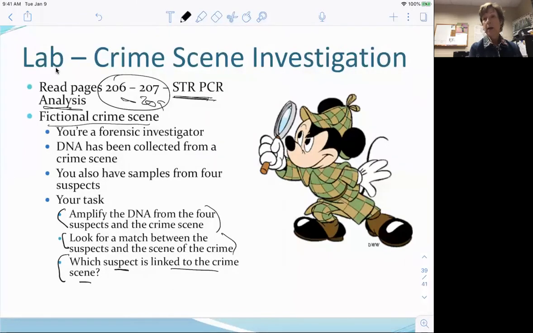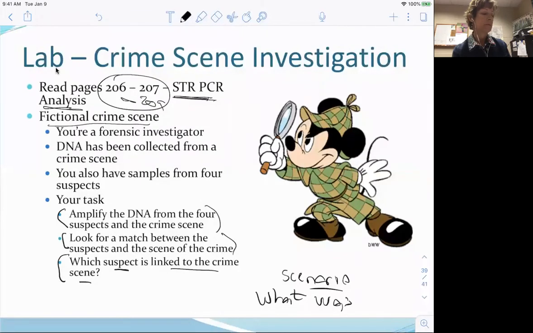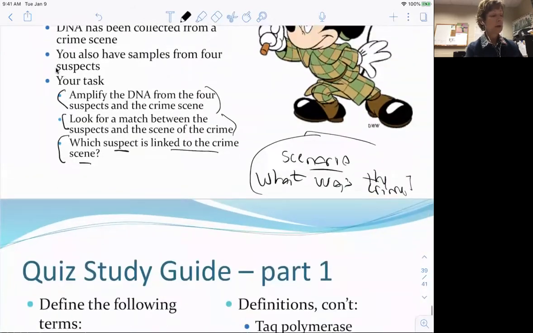So my challenge for you is to have a scenario. What was the crime? So we're in the month of October. We are getting close to Halloween. You can devise a variety of scenarios for that. So I'll let you think that over.